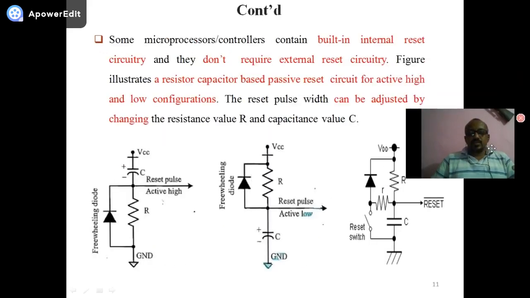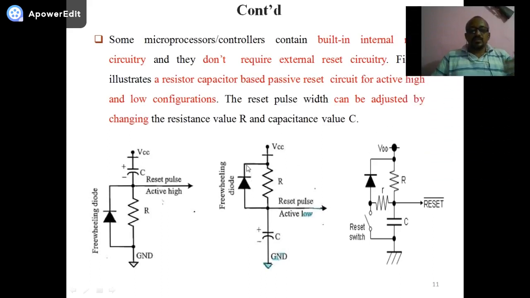So these are the few reset circuits. Some circuits are built internally and do not require any external reset circuit, and some are connected externally.